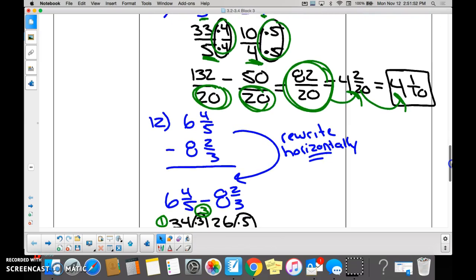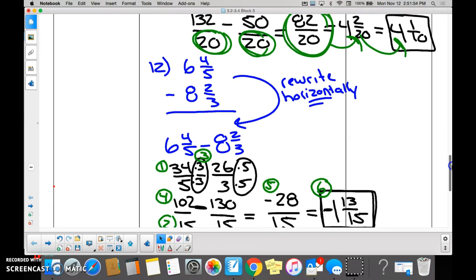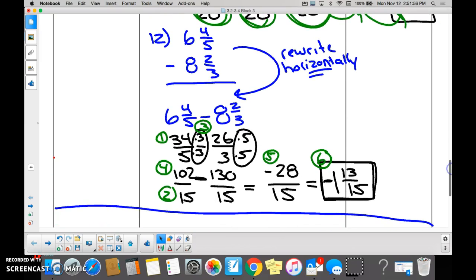I don't like when they're written vertical like this, so I just rewrote it horizontally. Make sure if you're going to rewrite it horizontally, that you don't change the problem. It's 6 4/5 minus 8 2/3. It needs to be written as 6 4/5 minus 8 2/3.